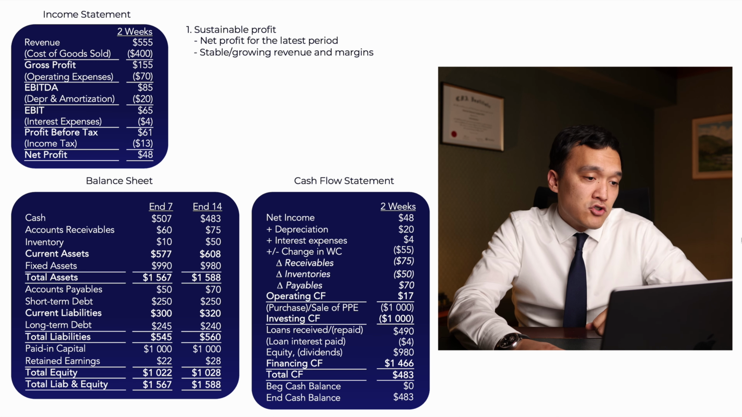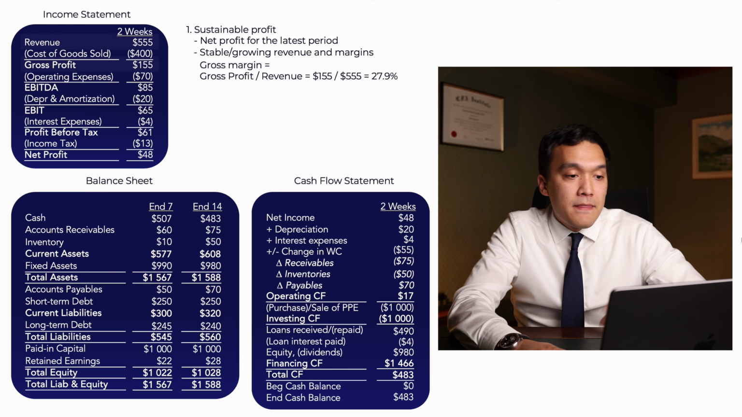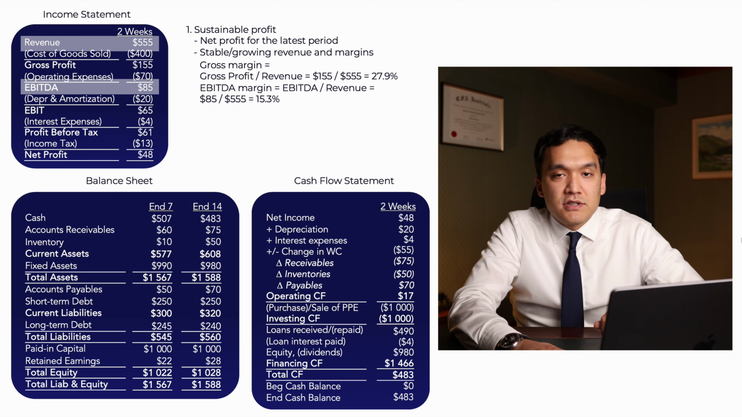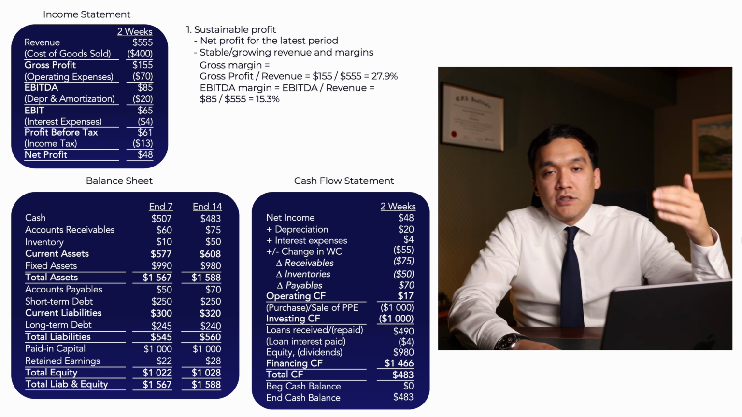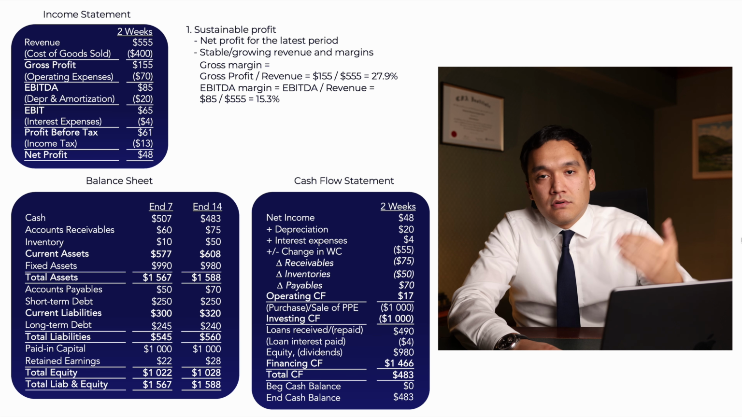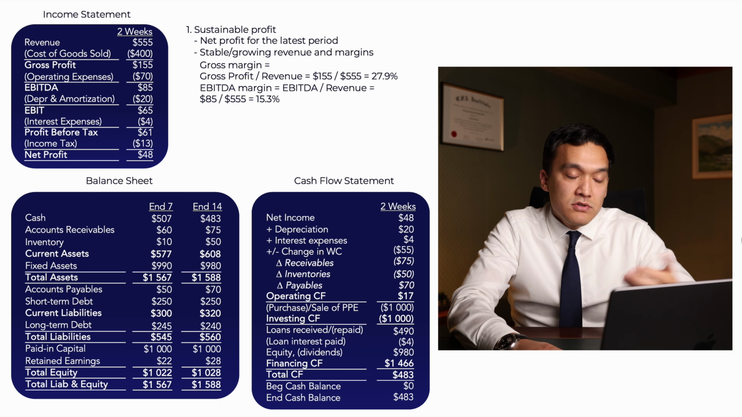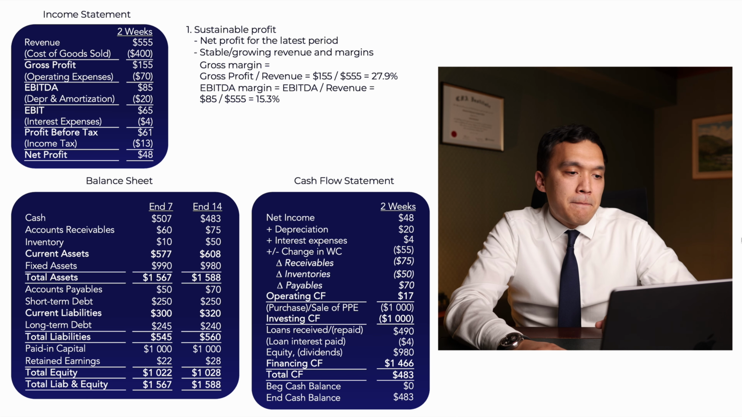And I would look at margins. We have gross margin, which is gross profit divided by revenue. In our case, it's 27.9%. And we would look at EBITDA margin, which is again EBITDA over revenue, and we have 15.3% EBITDA margin. I would compare these margins with previous periods to see if our margins are stable or increasing. That would be a good sign and would indicate that the company has a strong position in the industry.